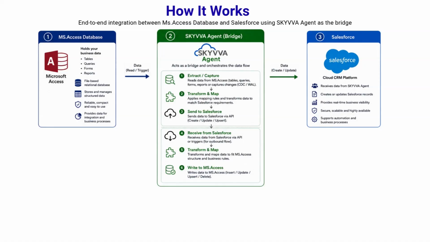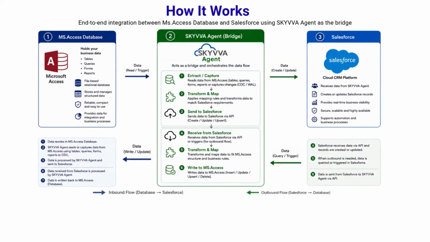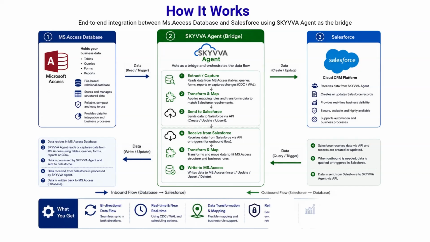For outbound processing, Salesforce also acts as the source system, allowing the SKYVVA agent to retrieve data and synchronize it back to Microsoft Access. Step 4. Complete data synchronization. The SKYVVA agent provides secure bidirectional synchronization between Microsoft Access and Salesforce. It automates data movement in both directions, ensuring that business data remains accurate, consistent, and synchronized across both systems.